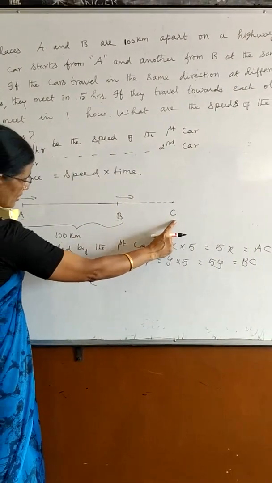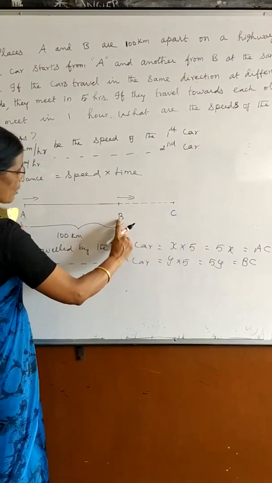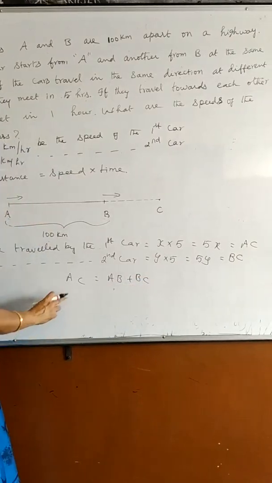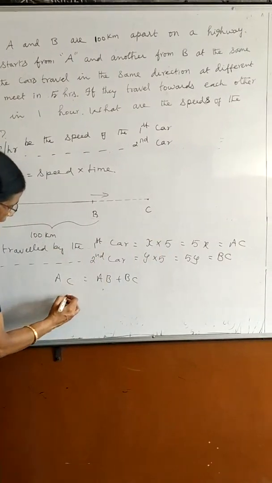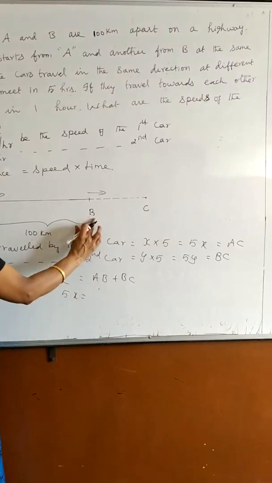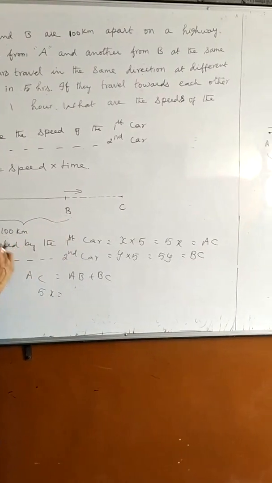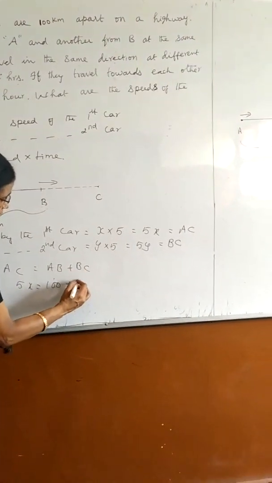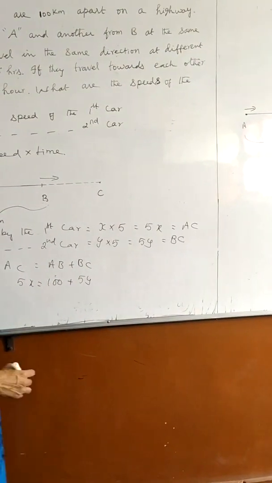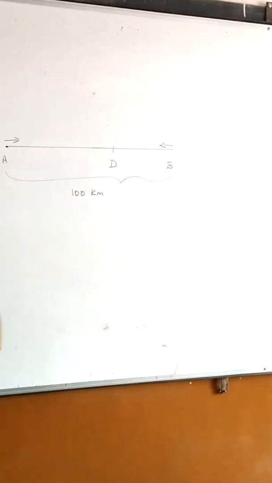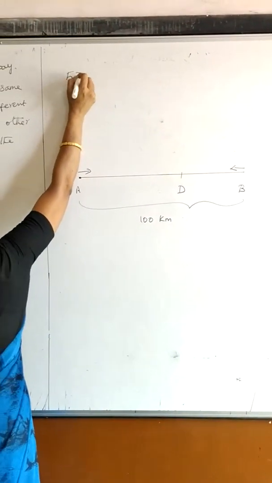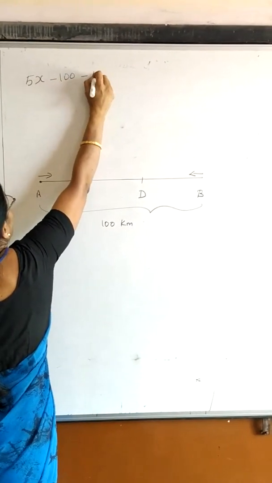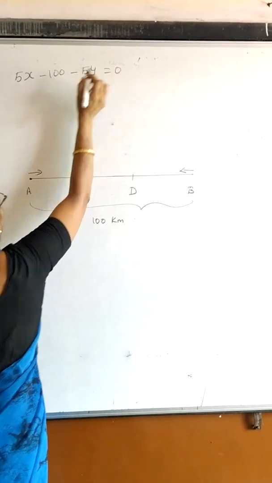So we can write AC, the total distance, as AB plus BC. What is AC we have found? AC is 5x. AB, the distance between the cars given in the question, is how many kilometers? 100 kilometers. BC we have also calculated. How much is it? It is 5y. Now the equation can be framed. It is 5x minus 100 minus 5y equal to 0.